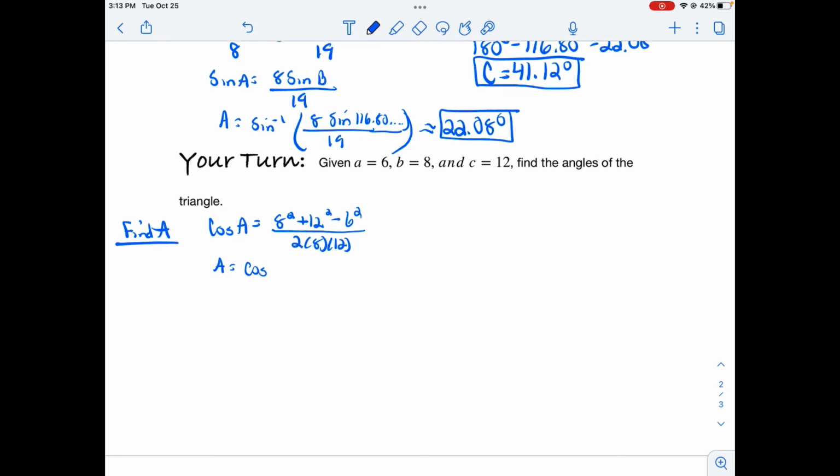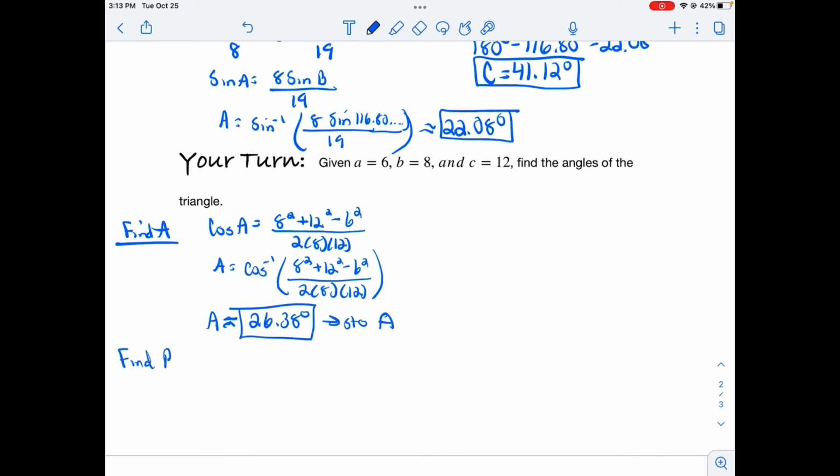Punching that into my calculator, I want to do the inverse cosine of 8 squared plus 12 squared minus 6 squared divided by 2 times 8 times 12, to get that angle A is approximately 26.38 degrees, storing this value in my calculator as A.